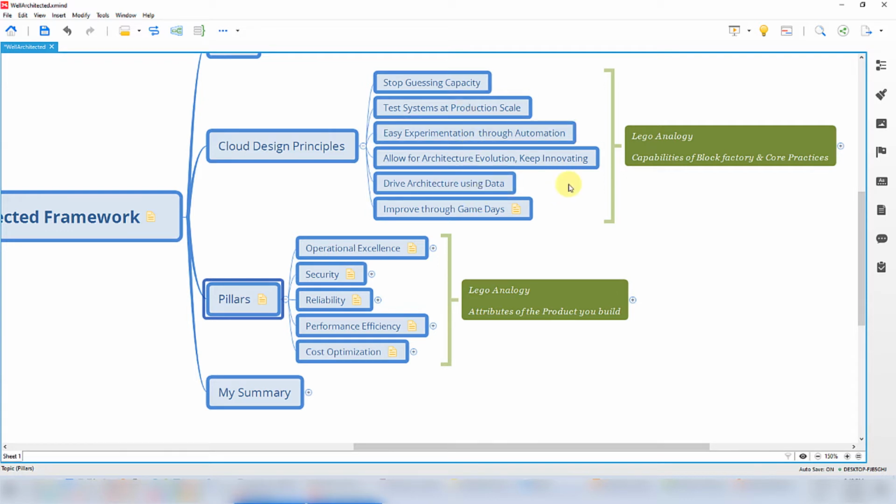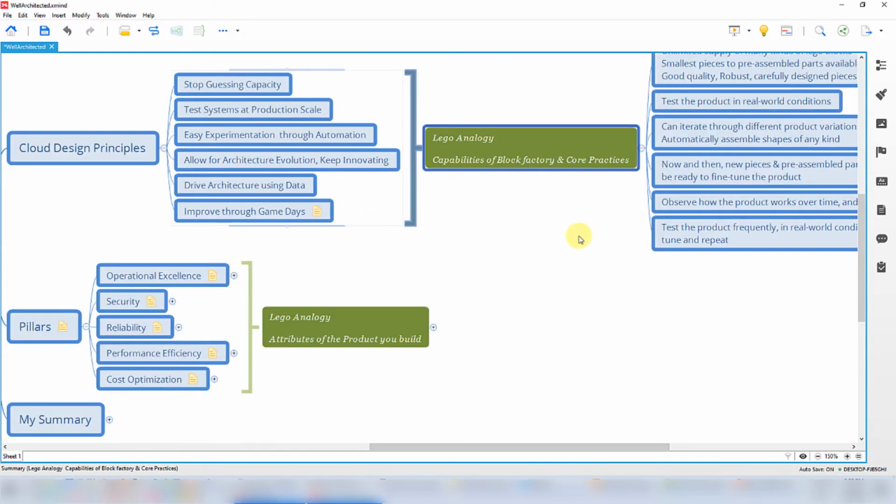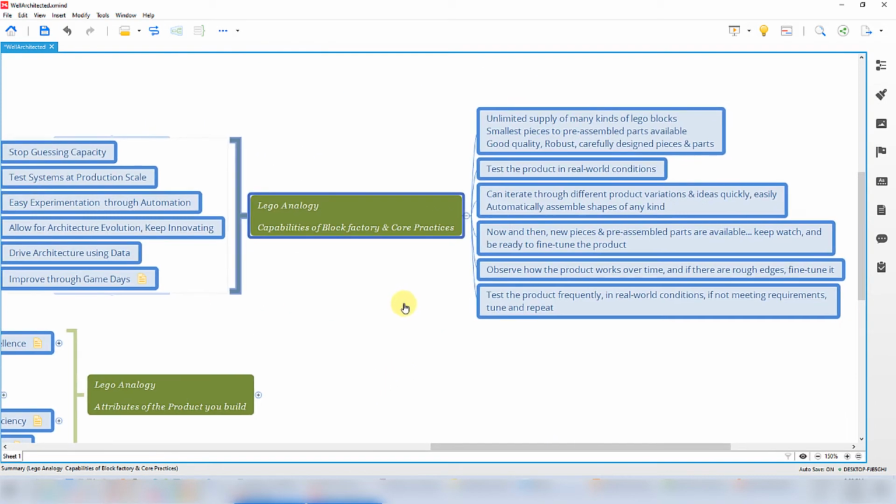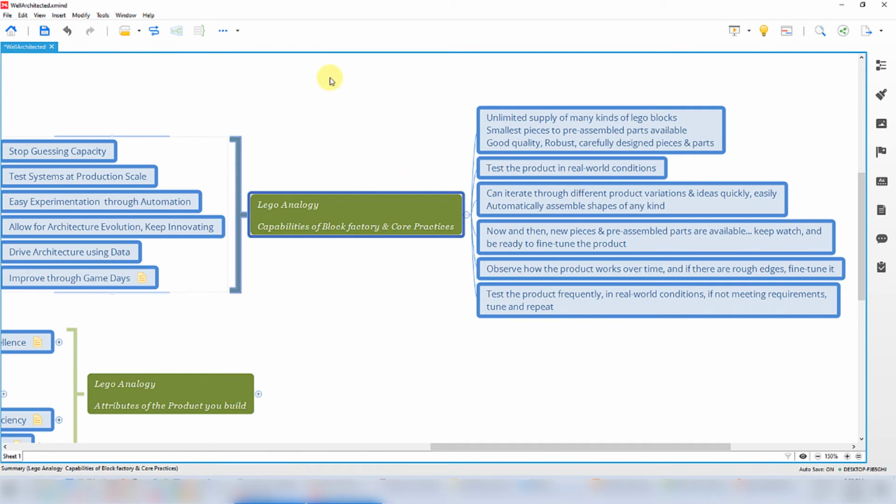So the design principles, my interpretation of that is it represents 2 things. One is the capabilities of this factory of blocks and some core practices you should follow. And the 5 pillars represent the attributes of the product that you build. So let's look at the analogy for design principles in terms of Lego blocks.